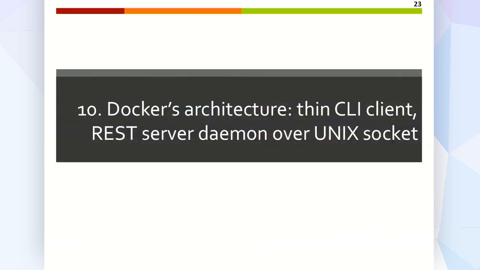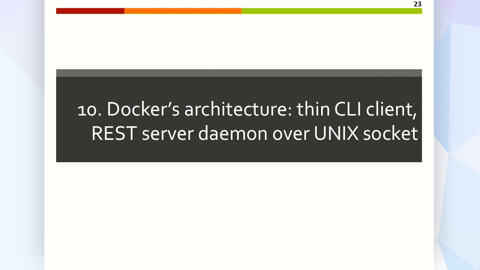Number 10, Docker's architecture. So you can have some fun with this. It's a thin command line client and a REST server daemon running over a UNIX socket by default. You can override it so it's not running over a UNIX socket if you want to. Up until, I don't know, version 0.5 or 0.6 or something, it was running over a port, and now it's running over a UNIX socket so that it's not controllable from the outside world. You can still override it and tell it to run over a port if you want.